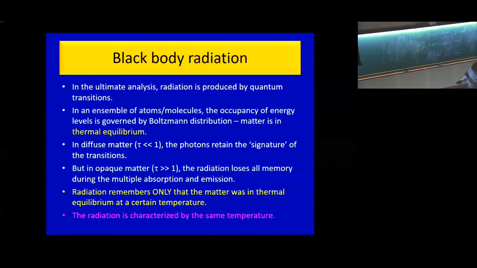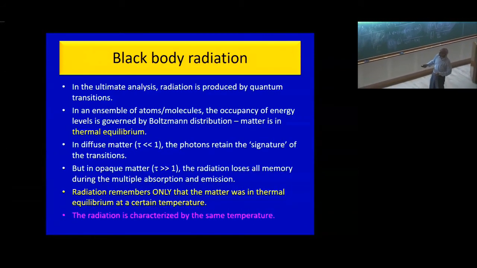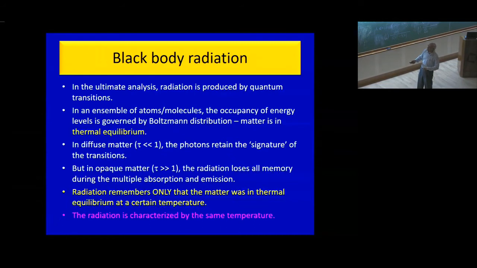The only thing the photon remembers is the thermal equilibrium, that the matter that it collided with, got absorbed and re-emitted, got absorbed and re-emitted, was in thermal equilibrium. What do I mean by that? At a certain temperature, the distribution of population is given by e to the power minus E over kT. That T it remembers and doesn't remember anything else. Therefore, the radiation is characterized by only the temperature and nothing else.